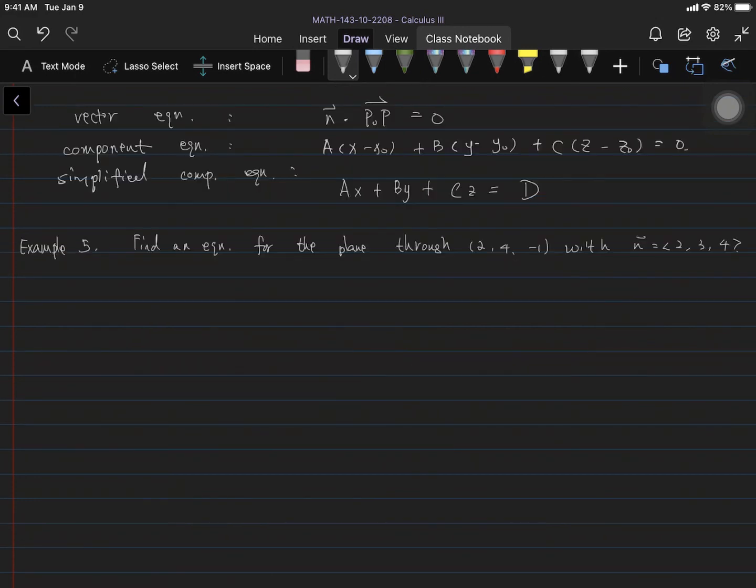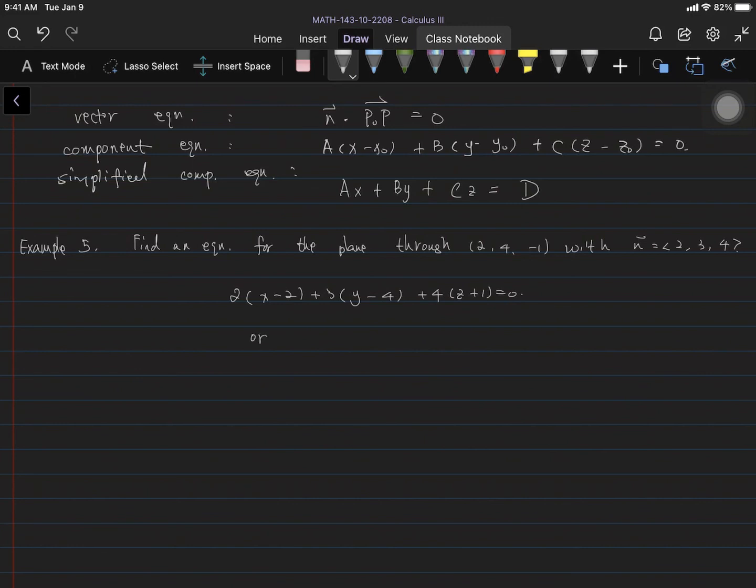Now let's take a look at example 5. Find an equation for the plane through a given point with the normal vector. We just need to write down the equation directly. Capital A, B, C are 2, 3, and 4. So it's going to be 2 times x minus 2, plus 3 times y minus y naught, which is 4, plus 4 times z minus -1, so plus 1, equals 0, right? So this is just the plane equation. You don't have to simplify.